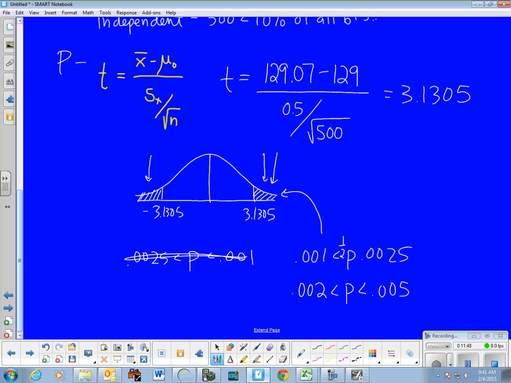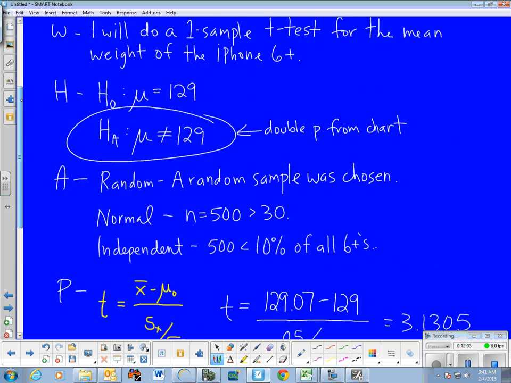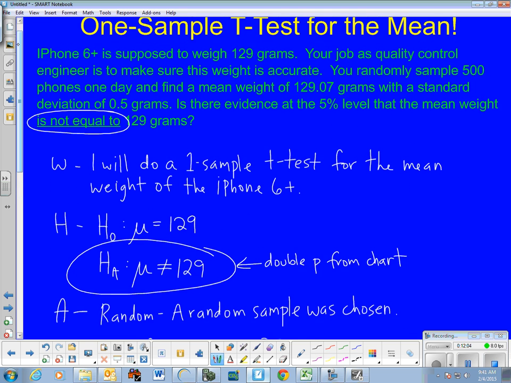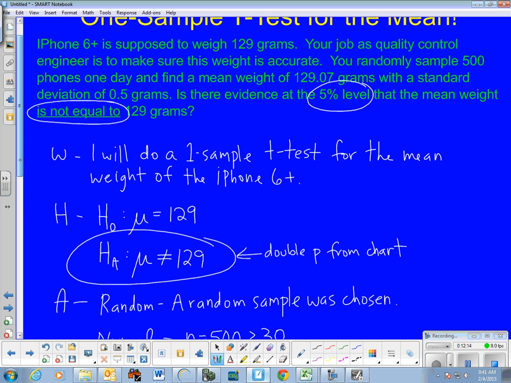So I still don't have a specific p-value, but I double these. And I have somewhere between 0.2% and 0.5%. Now that's not 2 and 5% again, that's 0.2% and 0.5%, both well under 1%, and therefore well under 5%. We're testing at the 5% level, which means anytime my p-value drops below 5%, that's evidence to reject the null. So what does this mean?